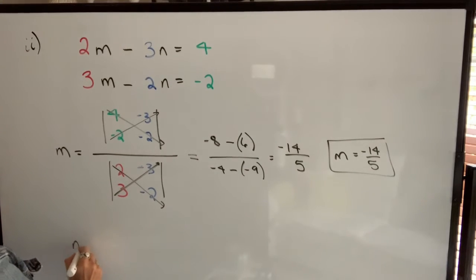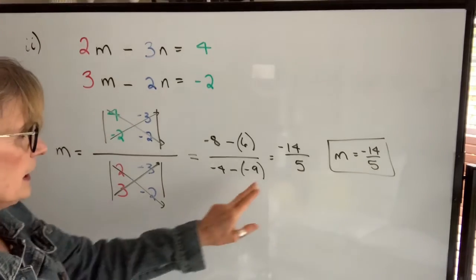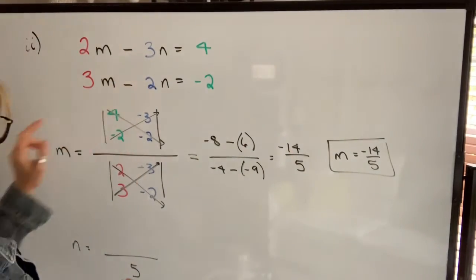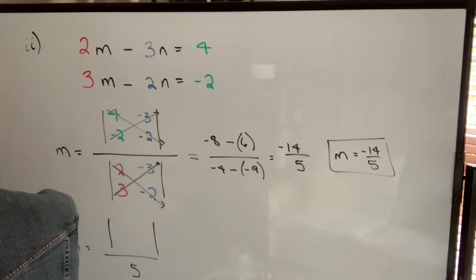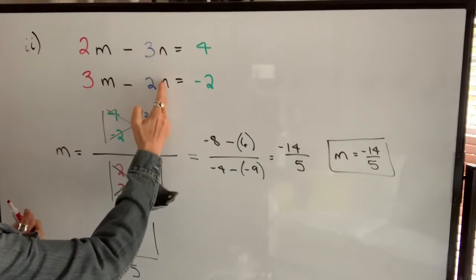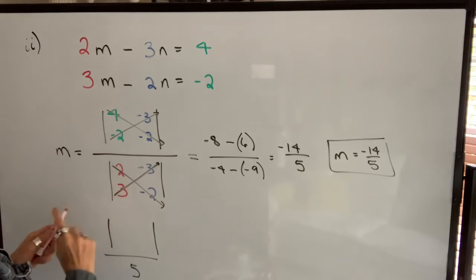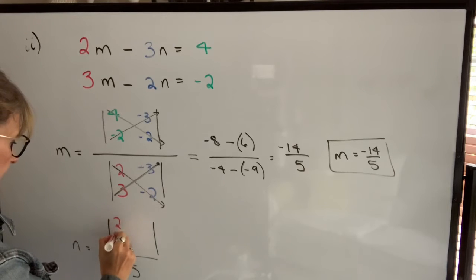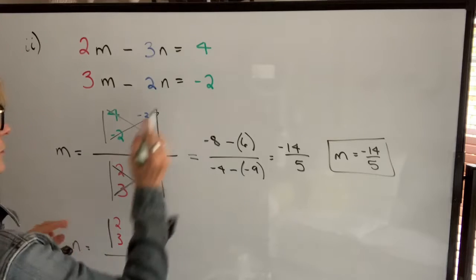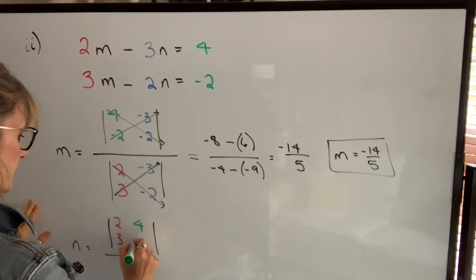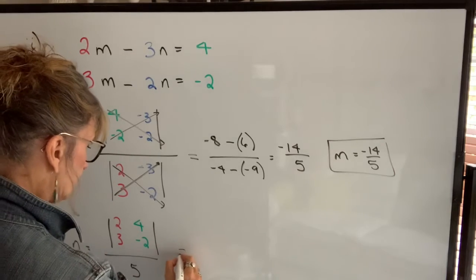Let's do n. To find n, I already know the denominator is 5. I don't need to reevaluate it. We just need to find the numerator for n. Because we're solving for n, we're going to replace these coefficients. But I leave the 2, 3. But n coefficients are those ones. I replace those with the constants. And now we can evaluate.